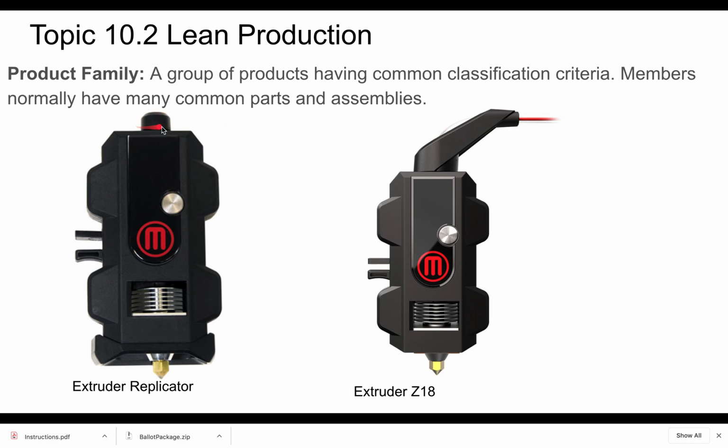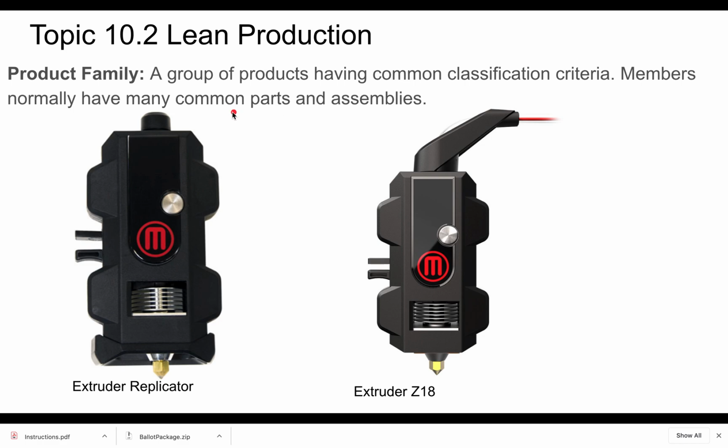You can take off this little sleeve up top here and snap one of these on here, and then you can use this extruder, the Z18 extruder, in the replicator, and you can use the replicator extruder in the Z18. Now that's good because you don't have to produce two different extruders. You're producing one extruder, and you're using common parts and assemblies. And this helps to improve process and create lean production.